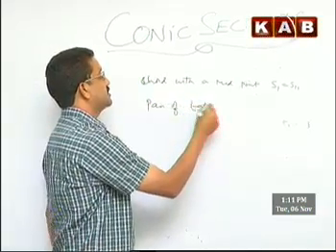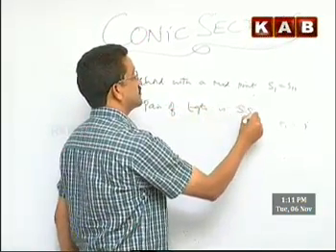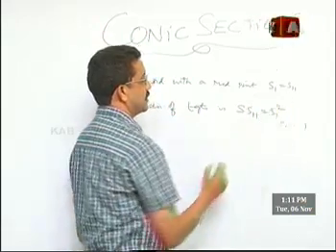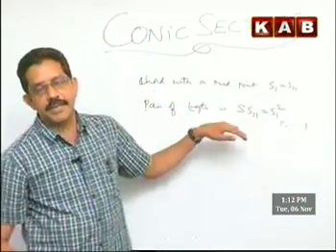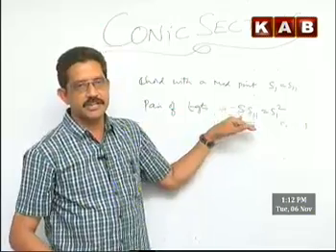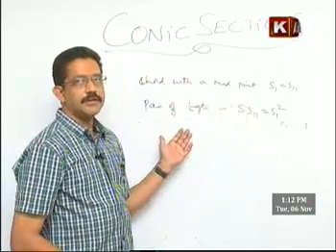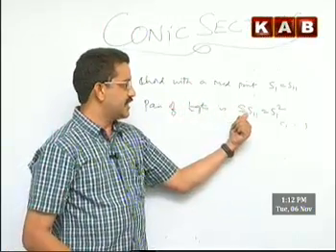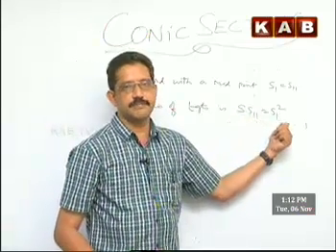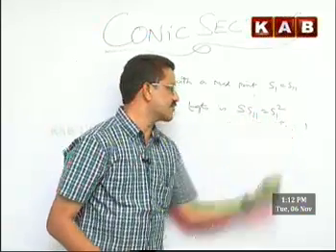Pair of tangents is S into S11 is equal to S1 square. What is pair of tangents? The equation of pair of tangents drawn from an external point to the parabola is given by S into S11 is equal to S1 square.